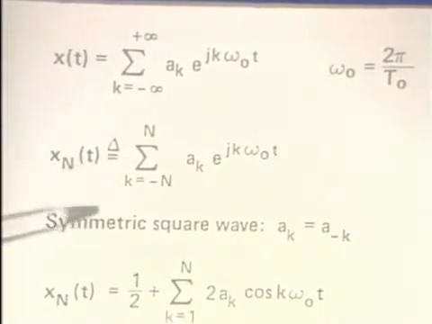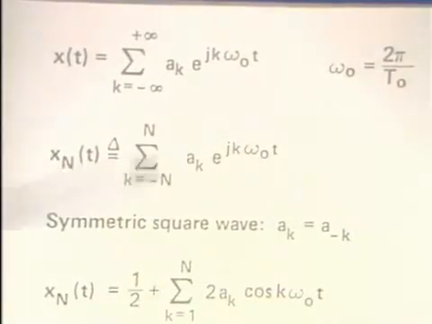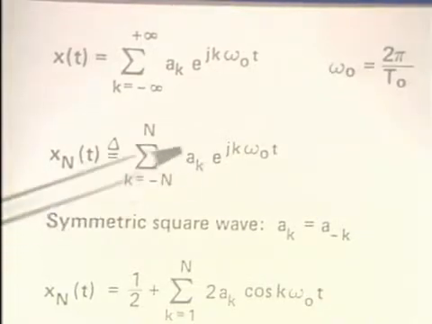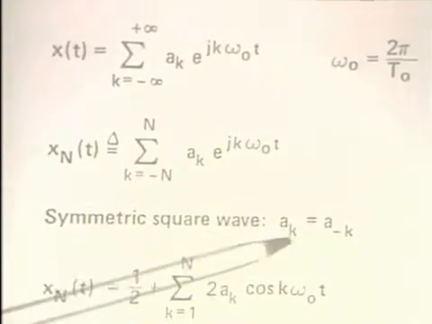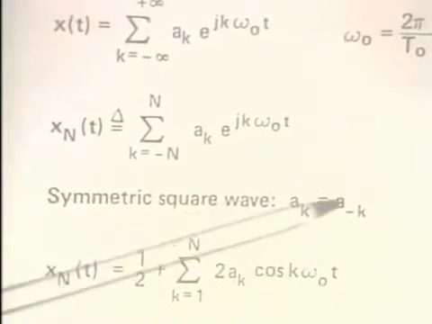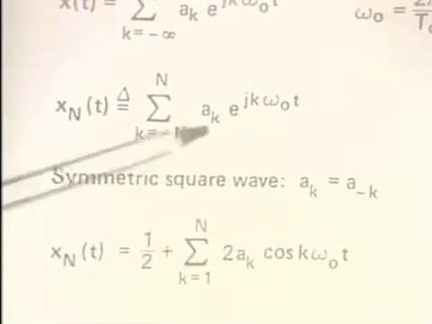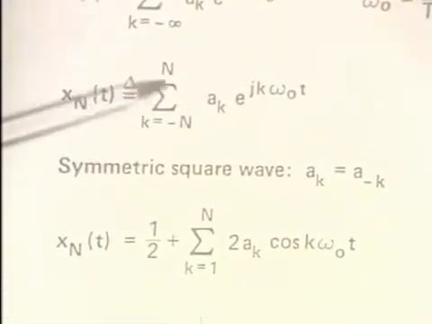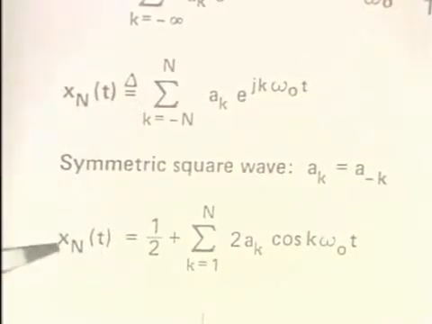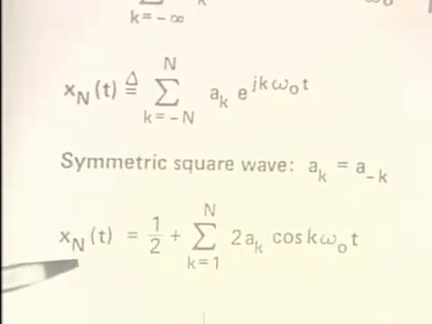Let's focus on the symmetric square wave case, where because of the symmetry of these coefficients, namely that a sub k is equal to a sub minus k, we can rewrite these terms as cosine terms. And so this partial sum can be expressed the way I'm expressing it here.